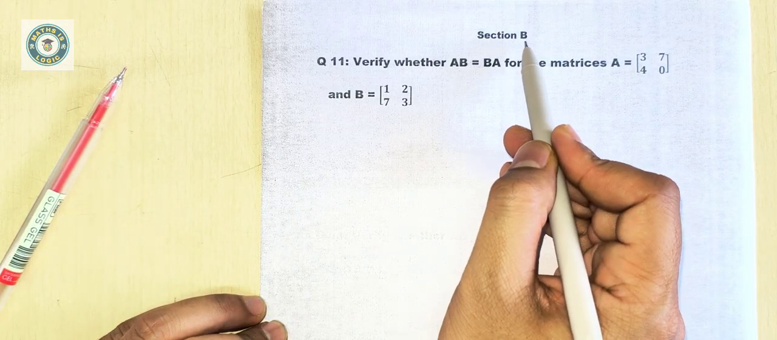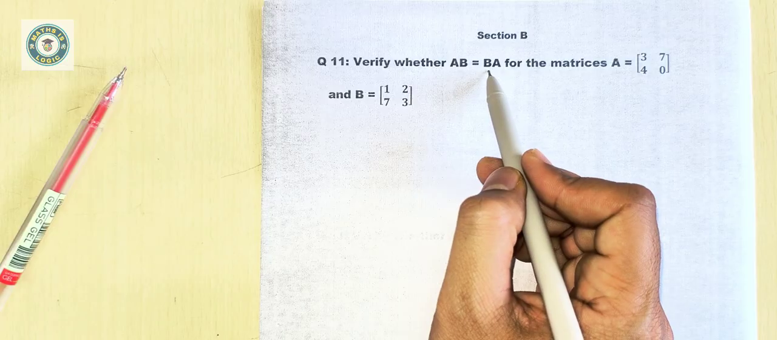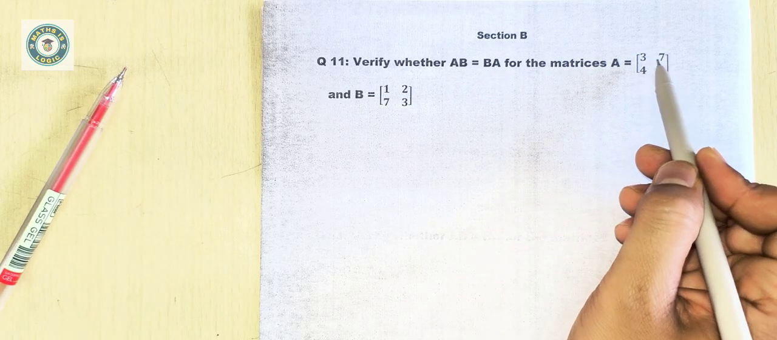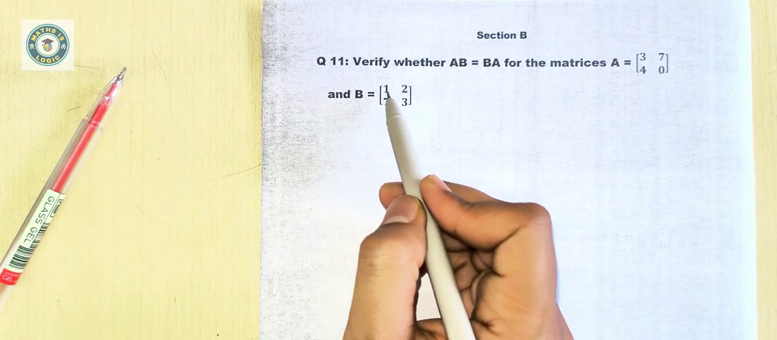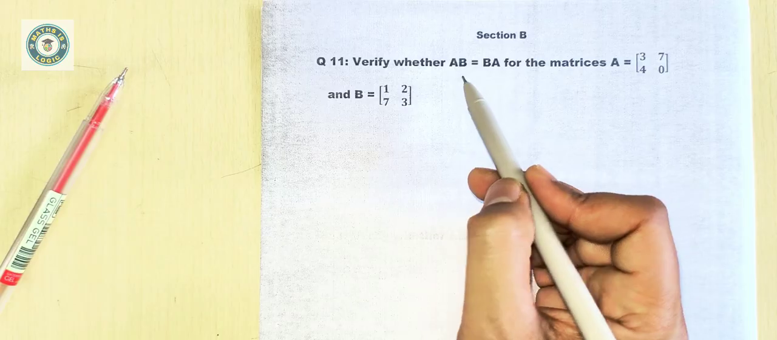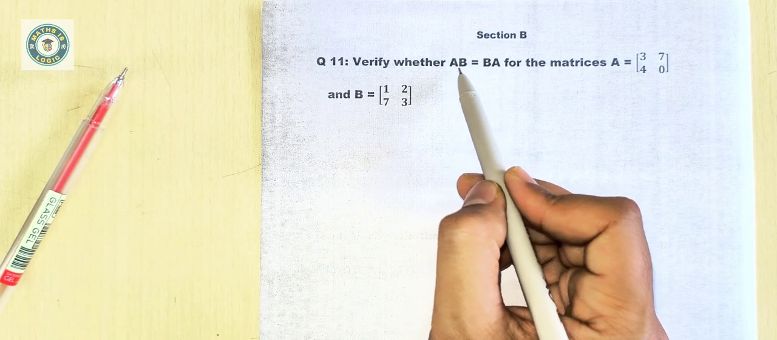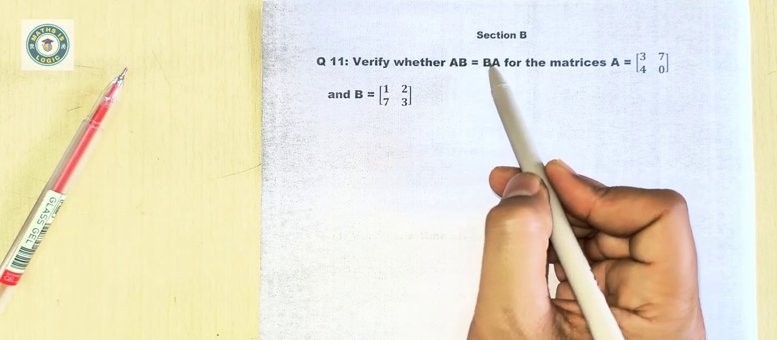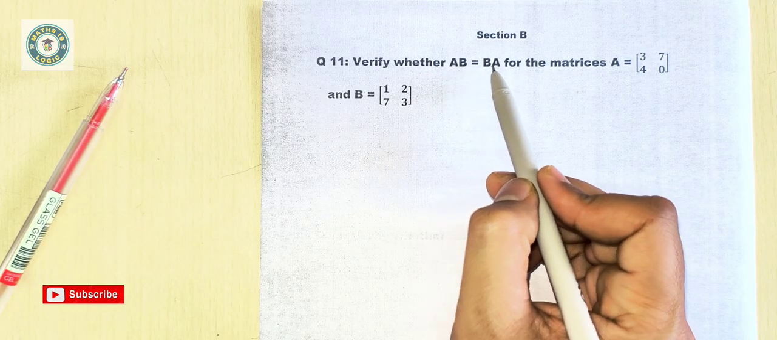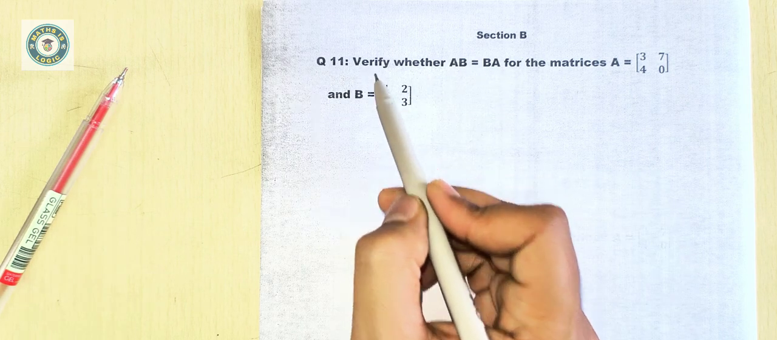Next, section B, question number 11. Verify whether AB is equal to BA for the matrices A = [[3, 7], [4, 0]] and B = [[1, 2], [7, 3]]. In this example, we are going to apply matrix multiplication. First we find the AB value, after that the BA value. At the end, we verify whether both values are equal or not.